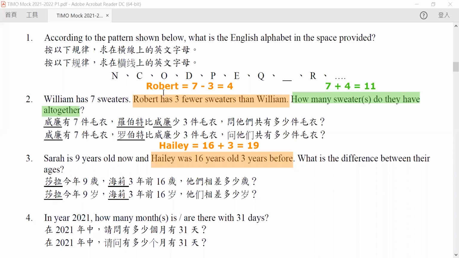So now we have two pieces of information. Sarah is 9 years old and Hillary is 19 years old. What is the difference? So now it is simple because we can immediately compute the age of Hillary, which is 19, minus the age of Sarah, which is 9, and hence the difference is exactly 10 years. So our answer for question number 3 is 10 years. So this is question number 3.